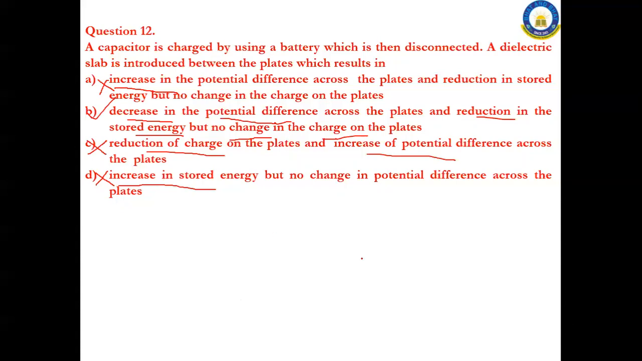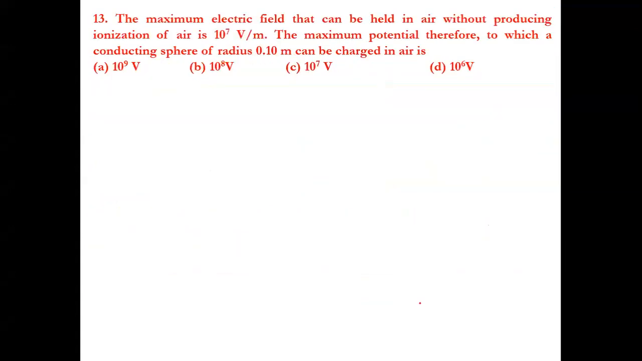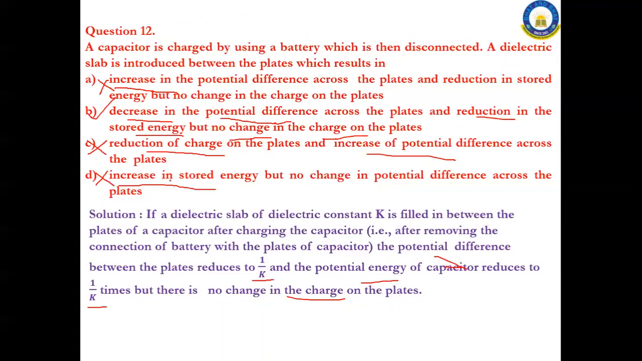Okay, so see the solution, they've explained the same thing. When a dielectric slab of dielectric constant K is filled between the plates of the capacitor, the potential difference between the plates reduces to 1 by K, and the potential energy also reduces 1 by K times, but there is no change in the charge on the plates of the capacitor. So that is the explanation given, and that is the correct option B. We'll continue to the next question.